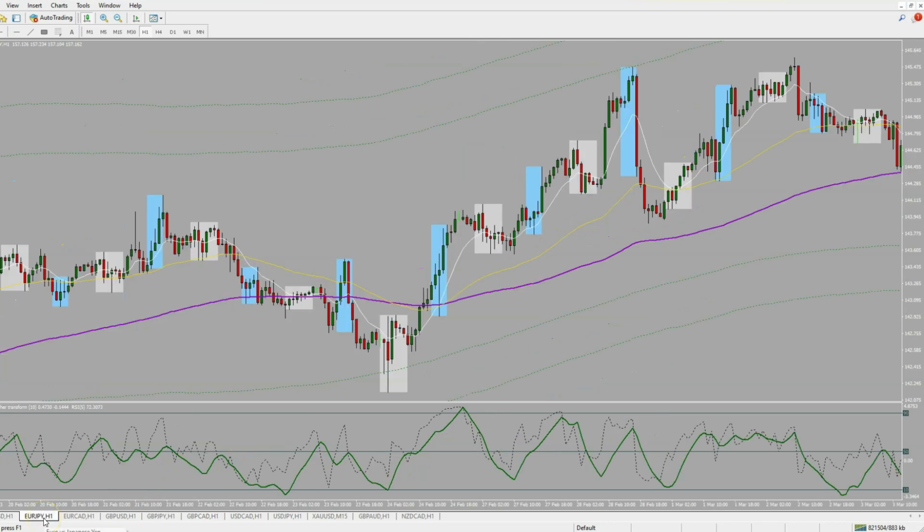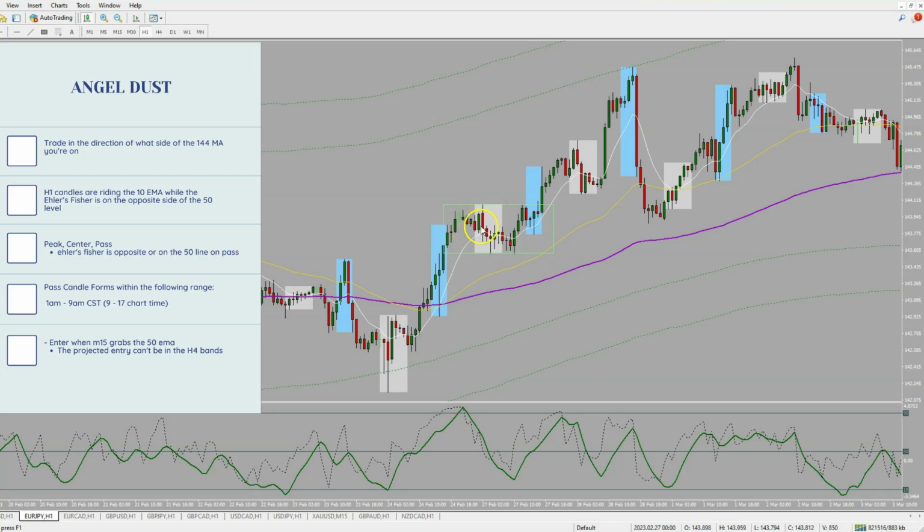All right, so here's another good angel dust setup. This one happened on the Euro JPY. Here's our setup right here. We're looking in this boxed area. So we have price coasting along the 10 EMA. At the same time, the Ehlers Fisher dips below the 50 level. Cool. We have this peak, comes down up into a center point.